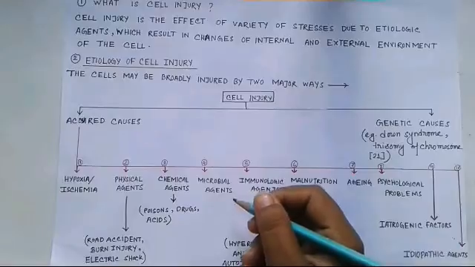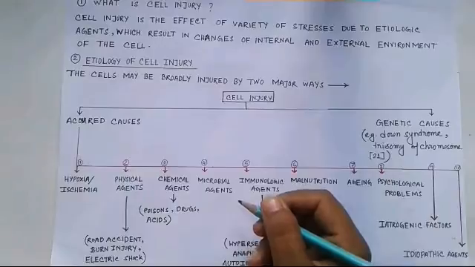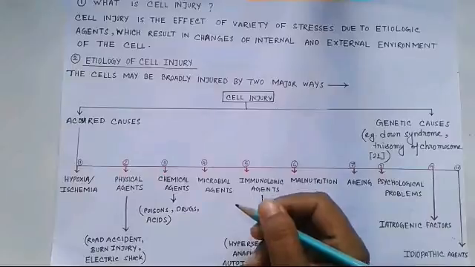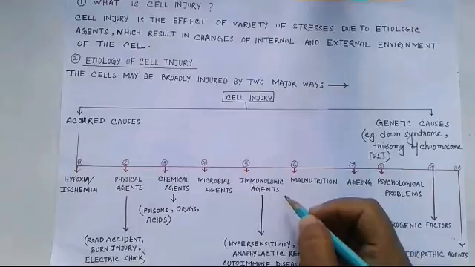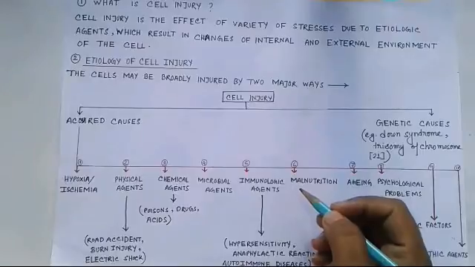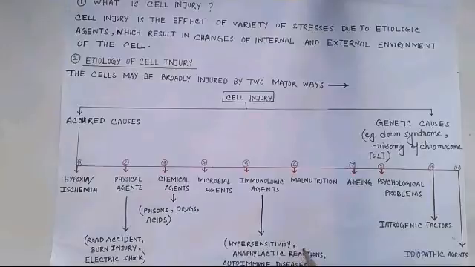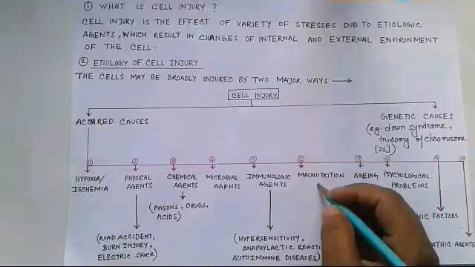Then microbial agents. In this case the cell can be injured by bacterial infection, viral infection, or infections caused by any other microbes like parasites, rickettsia, protozoa, metazoa. Then immunologic agents. We know our immune system protects us by fighting against foreign materials, but sometimes the immune system can be lethal and it may cause cell injury. For example, hypersensitivity reaction, anaphylactic reaction, which is a kind of allergic reaction. Then autoimmune disease.